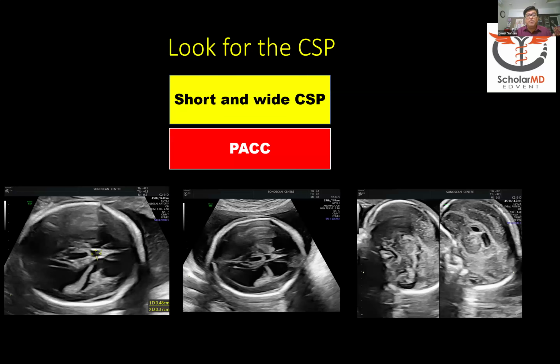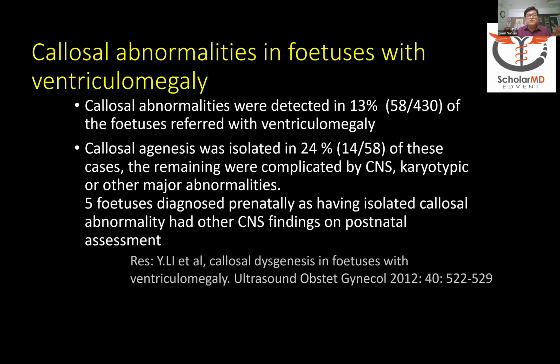Now, why I say this is so important is because of the relationship of callosal abnormalities with ventriculomegaly. In this large study, they found that callosal abnormalities were detected in 13% of the fetuses referred for ventriculomegaly, and that's quite large. So it's one of the major causes you get in a case of ventriculomegaly, and it was isolated in 20%. The remaining were complicated with other CNS or genetic abnormalities, and 5% which were diagnosed prenatally as having isolated callosal abnormality had other CNS findings on postnatal assessment.